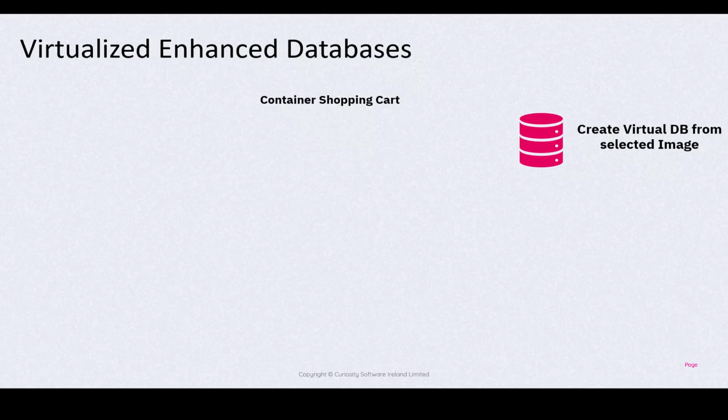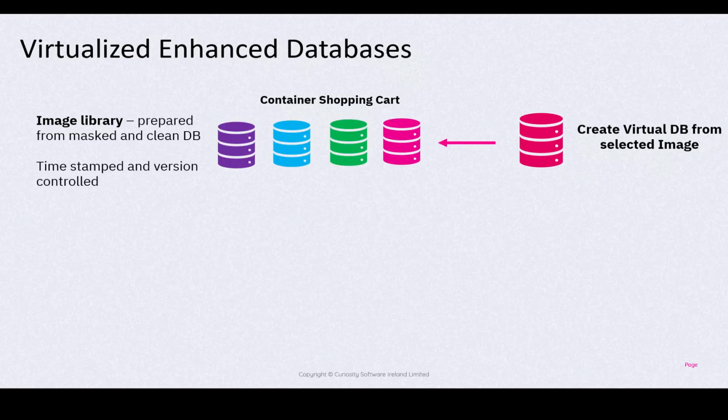So the first thing you do is create a virtual database from a selected image, which could be a QA or a development database. You then create basically a shopping cart, an image library, which is prepared from masked and clean databases. These are time-stamped and version controlled. You choose the base virtual image that you want, and that will take a minute or two to set up.